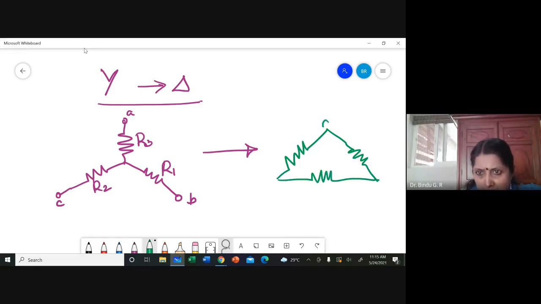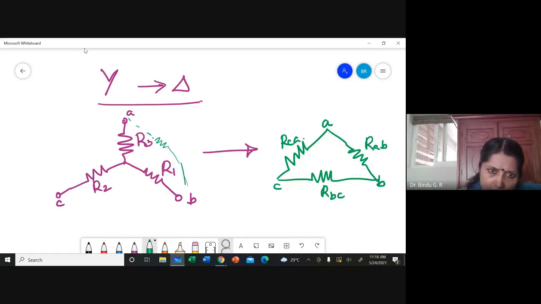Again the terminals remain as A, B, C. Now I can even write these as RAB, RBC, RCA, or you can put them as RA, RB, RC. Which means RAB is the resistance which is connected across these two terminals. How do I find that?